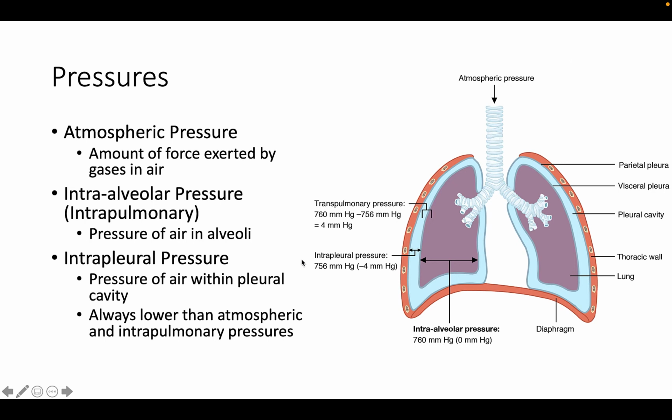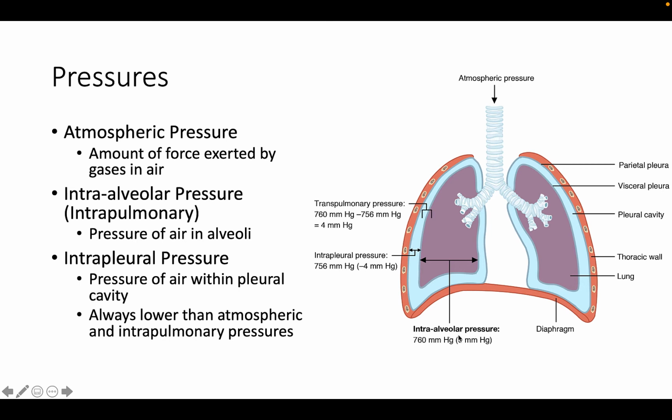Intraalveolar pressure, also shown as intrapulmonary pressure. I'll probably refer to it as intrapulmonary pressure typically. This intrapulmonary pressure is 0, which means it's equal to the atmospheric pressure, while our intrapleural pressure is negative, which means it is less than the atmospheric pressure, and therefore the intrapulmonary pressure as well.